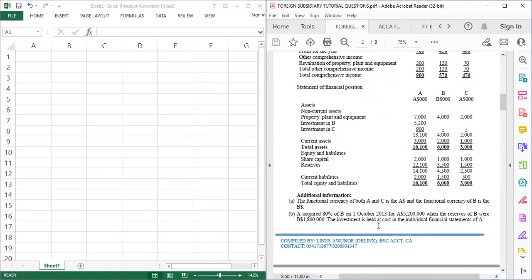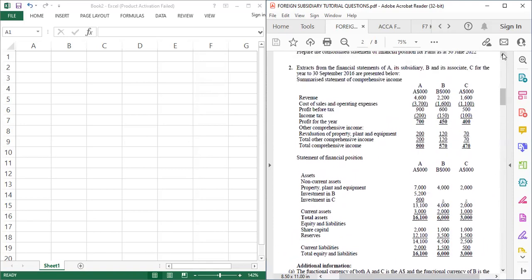When did the parent acquire the subsidiary? 1st October 2013. What is their reporting period? 30th September. So that is a full year acquisition, isn't it? Since it's a full year acquisition, we are going to consolidate everything. But if it's a half year or 9 months, then we look at the revenue of the subsidiary B. If they acquired them for 9 months, it will be 9/12 times their revenue. But this is a full year, so we start consolidating from the beginning of the year.